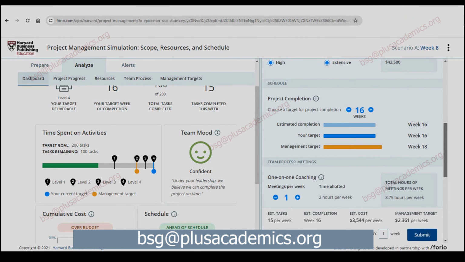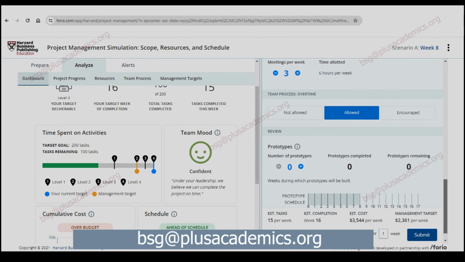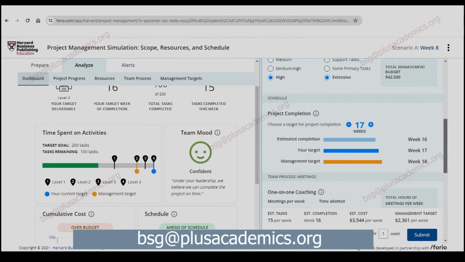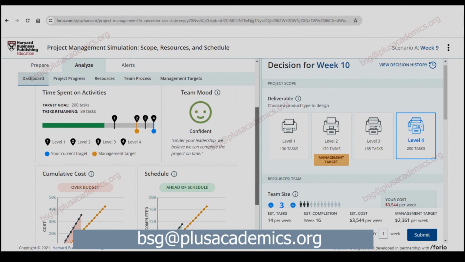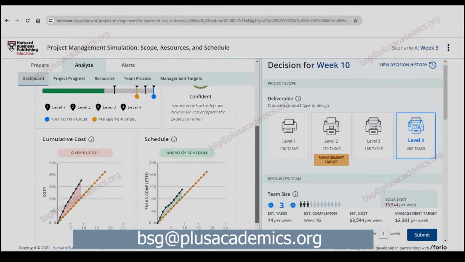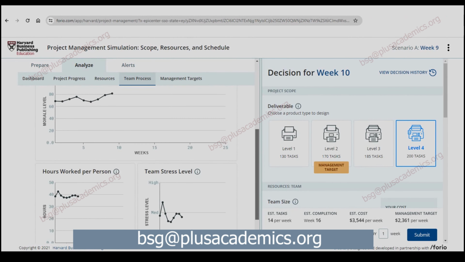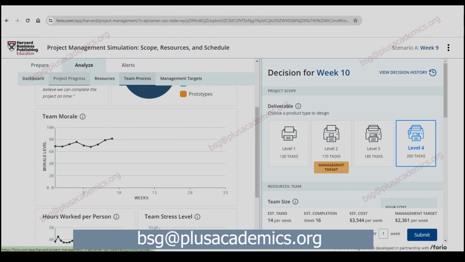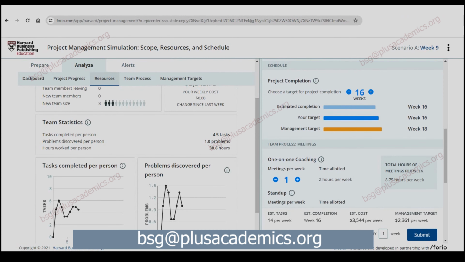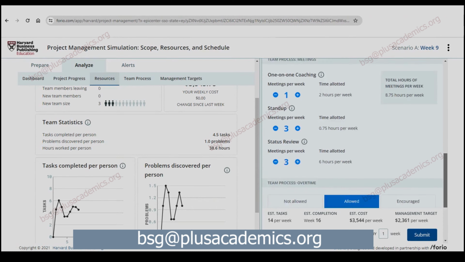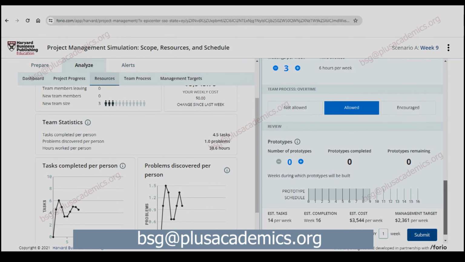Now, since the problems are increasing, let us allocate them more time so that they can solve those problems. Okay, let us submit and see what happens. They're still saying, under your leadership, we believe we can complete the project on time. So team processes, the morale is good, team stress levels are dropping, and then our resources are okay. Now, let us make sure that the estimated completion and the target is the same. Okay, and then because you can see the problems are dropping, so let us maintain that way.